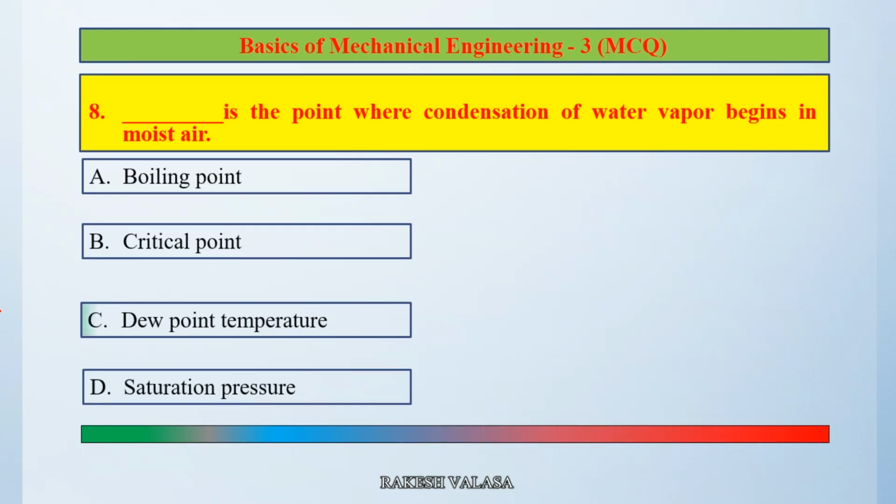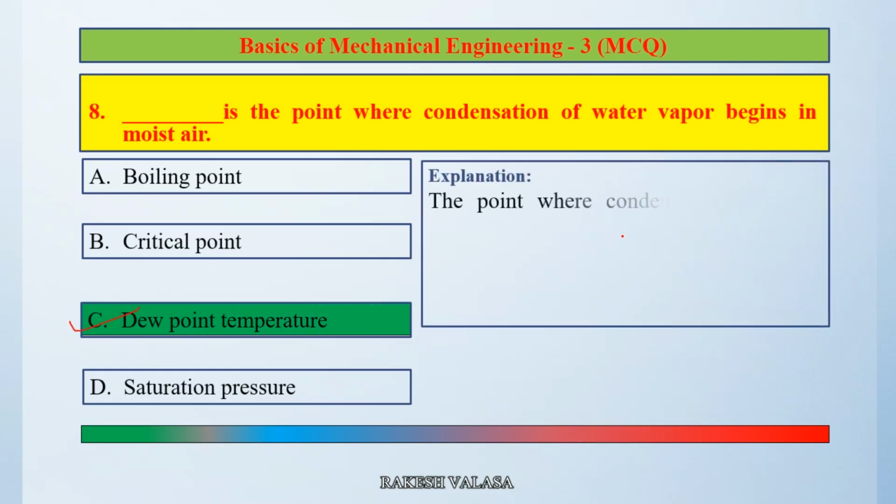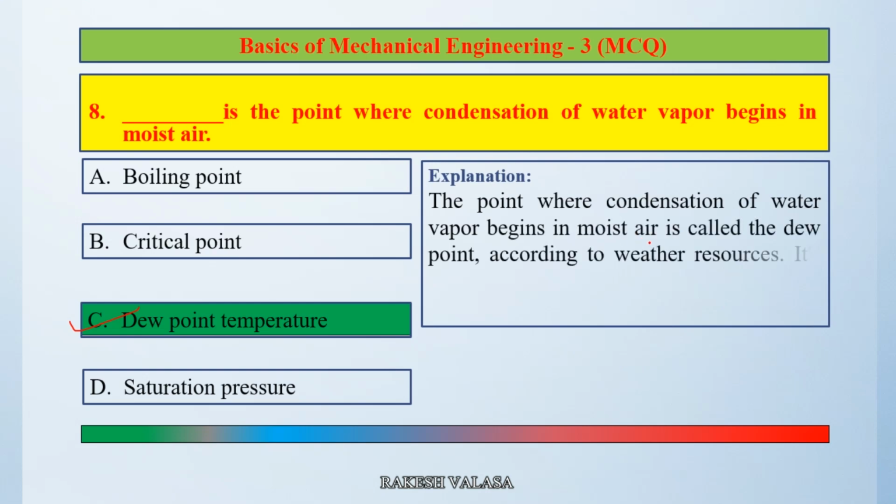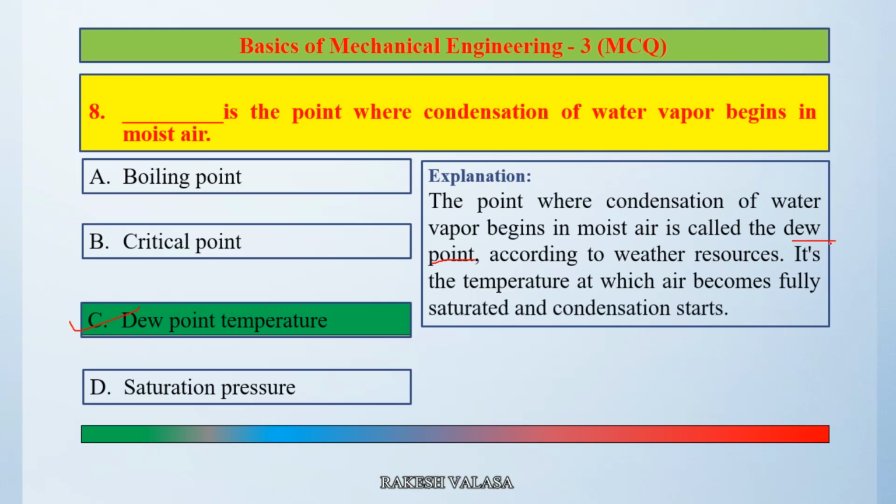The correct answer is option C, dew point temperature. Let us see the explanation. The point where condensation of water vapor begins in moist air is called the dew point. According to weather resources, it is the temperature at which air becomes fully saturated and condensation starts. So the correct answer is option C, dew point temperature.